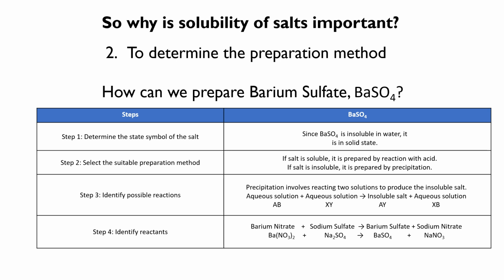Next, we identify the reactants. In this step, we chose barium nitrate and sodium sulfate as both are soluble salts, which will produce barium sulfate, which is insoluble, and sodium nitrate, which is soluble.